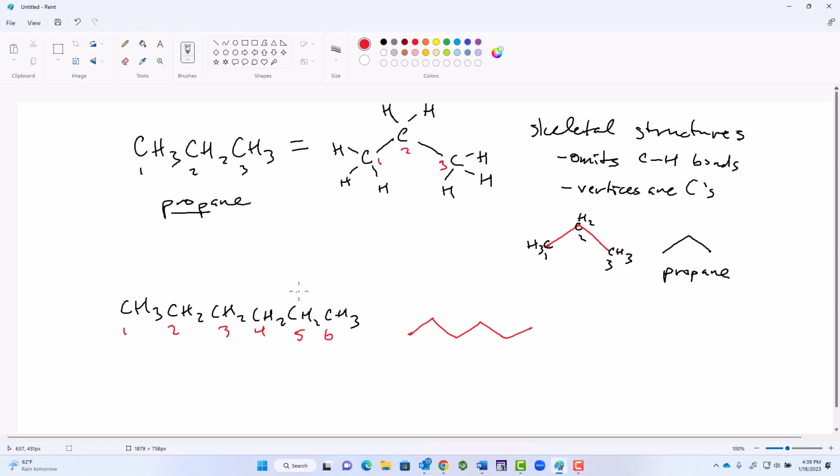If we had something like a chlorine or an oxygen or a bromine, we would have to draw that in, but we do not draw in hydrogens. And every vertex represents a carbon. So this would be called hexane. It's got a 6-carbon chain, and this is how we would draw the skeletal formula for hexane.